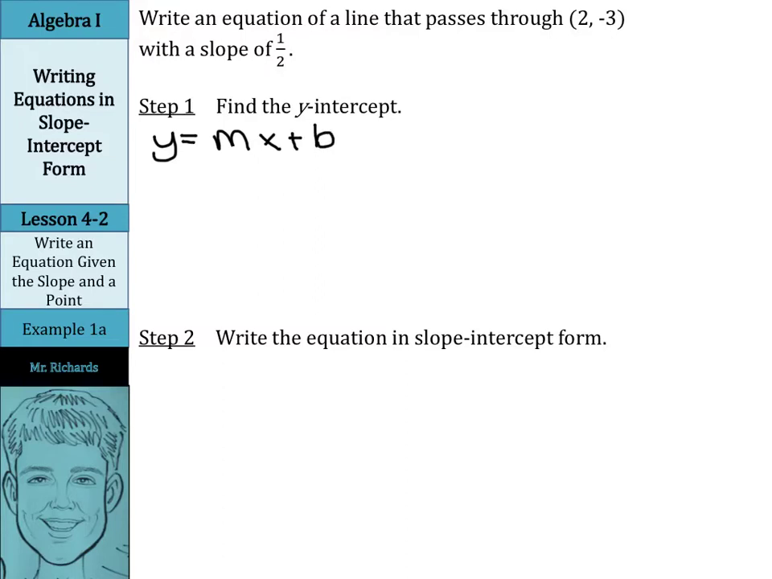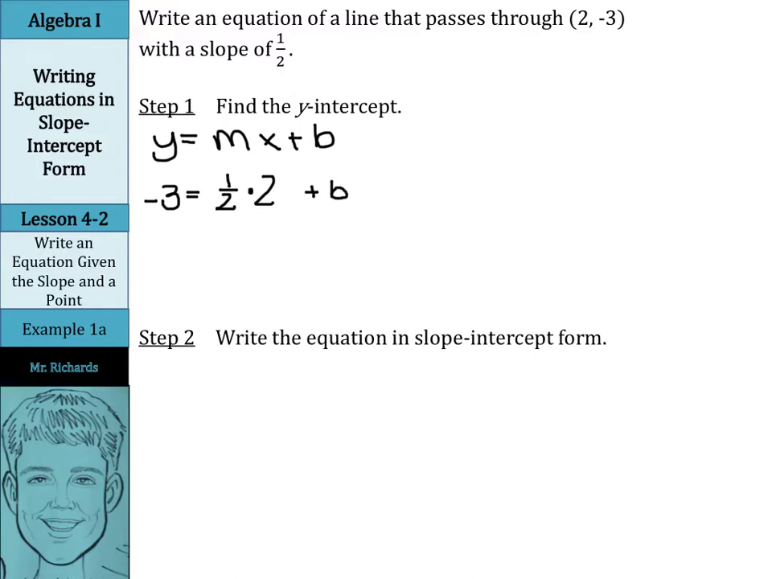Now we're going to replace the m with our slope of 1/2. Our y we're going to replace with our y of -3. And our x we're going to replace with the x of 2. So let's go ahead and do that. Our y is -3 equals our slope of 1/2 times our x of 2 plus b.